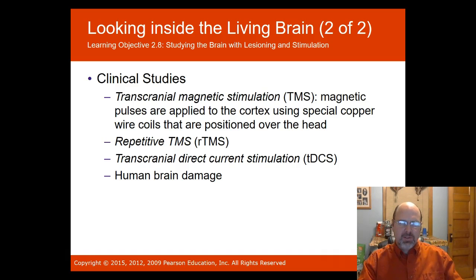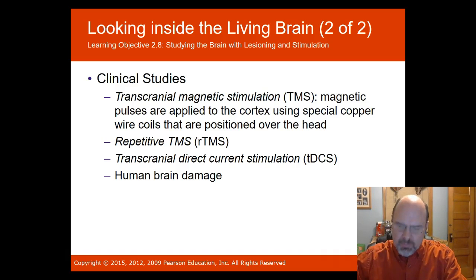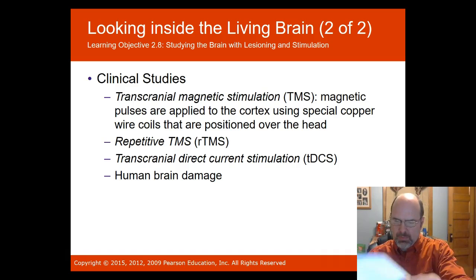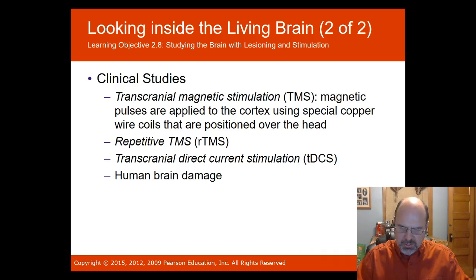Repetitive TMS, transcranial direct current stimulation, human brain damage. A couple things I want to talk about on that one. There's something called lesioning studies with animals where they actually put in an electrical wire and cut off certain parts of the electrodes to stimulate brain activity. There's a lot of different ways to study cognition using these methods.